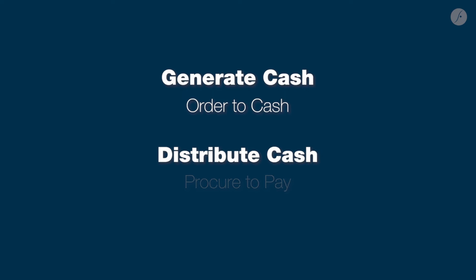Now, let's start by defining the processes. The first generates cash and is called order to cash. The other distributes cash and is called procure to pay. Order to cash processes the transactions necessary to fill a customer's order and get paid for it.